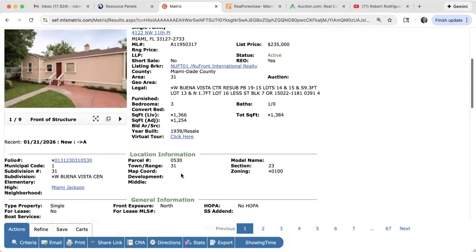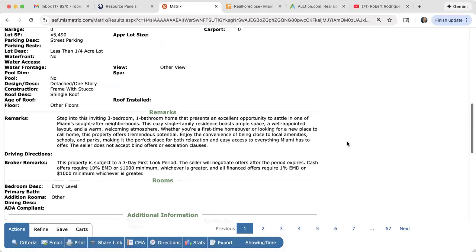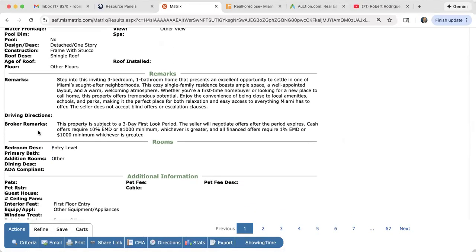You guys can come down here and you can take a look at the remarks, see what the agent is telling us. So right now in the broker remarks, let's go ahead and skip right over the remarks itself. Let's go into the broker remarks. So what the agent is telling us is that this property is subject to a 3-day first look initiative. So what does that mean? That means that investors shall not place any type of offers during the first 3 days of the property. Sometimes it's 3 days, sometimes it's 14 days, sometimes it's 21 days.